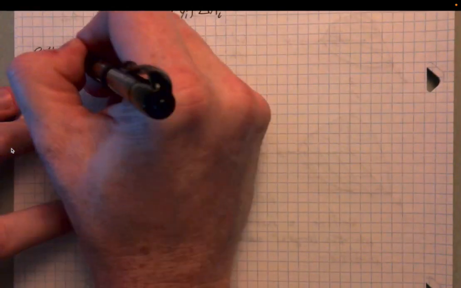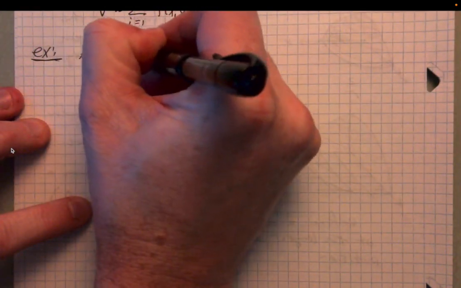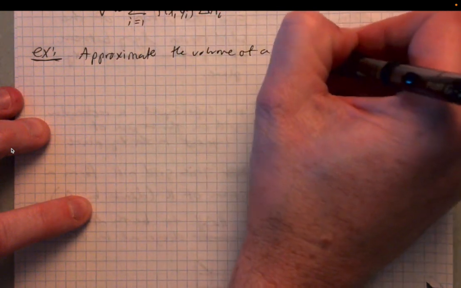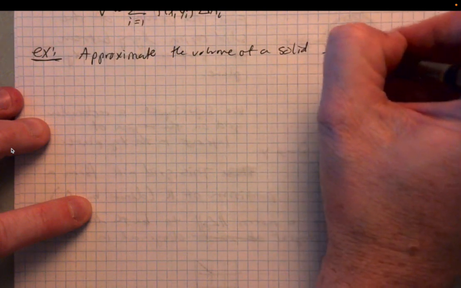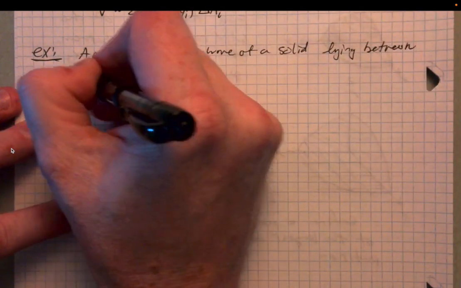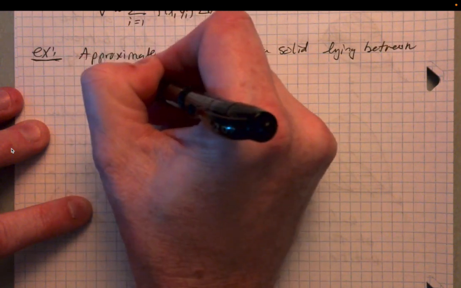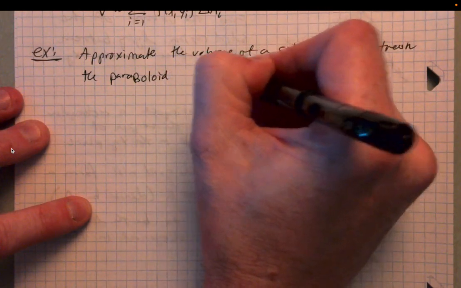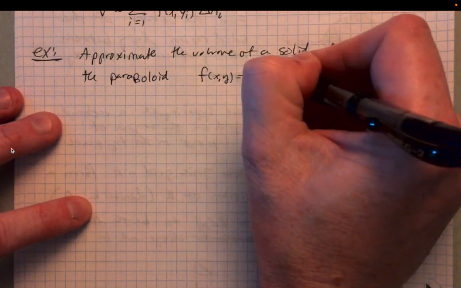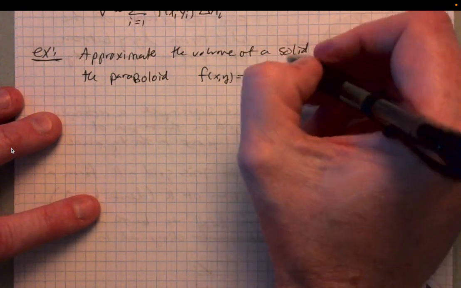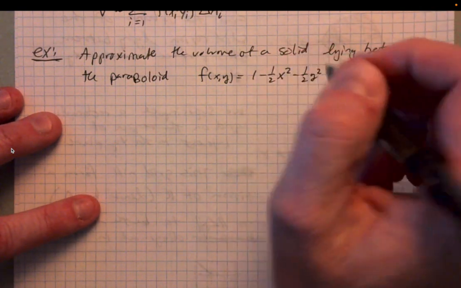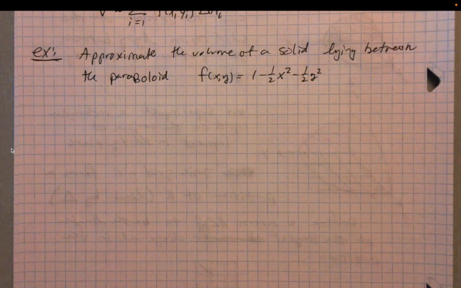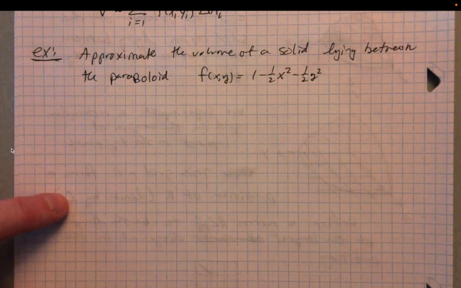Okay, so say we want to approximate the volume of a solid lying between the paraboloid, and we'll write the equation here for the paraboloid. It's going to be 1 minus 1/2 x squared minus 1/2 y squared. So this is the function that describes the surface, which creates this solid figure called a paraboloid.